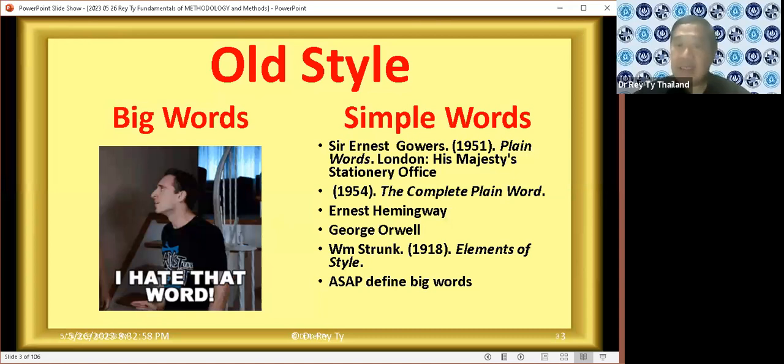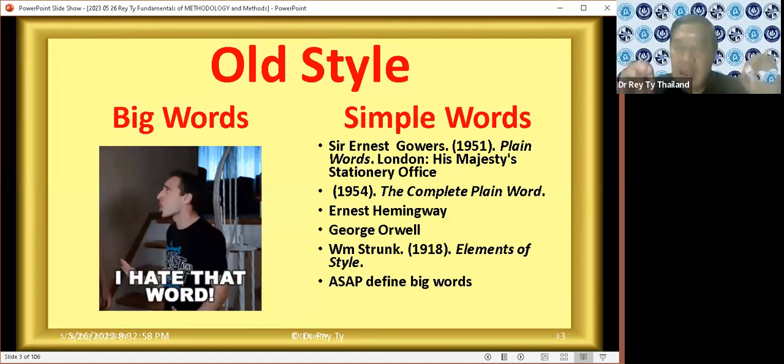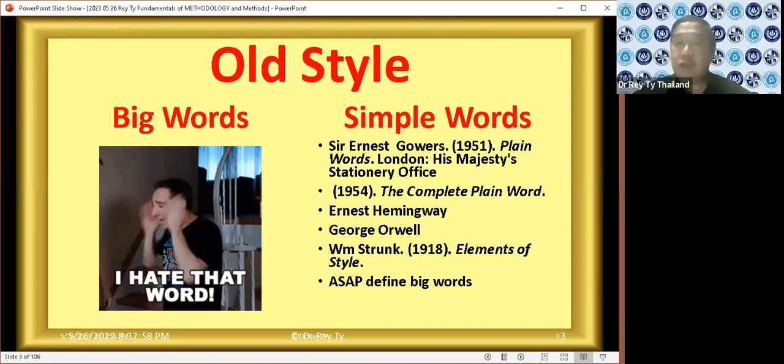And in the US, across the Atlantic, the one textbook which is required for college students is The Elements of Style. It is so thin, it even shows that the author is practicing what he preaches. The same with the Complete Plain Word. And every time we use a big word, immediately the next sentence should define it. That's what we were taught when I was doing my doctorate in the US and my 2 master's degrees.